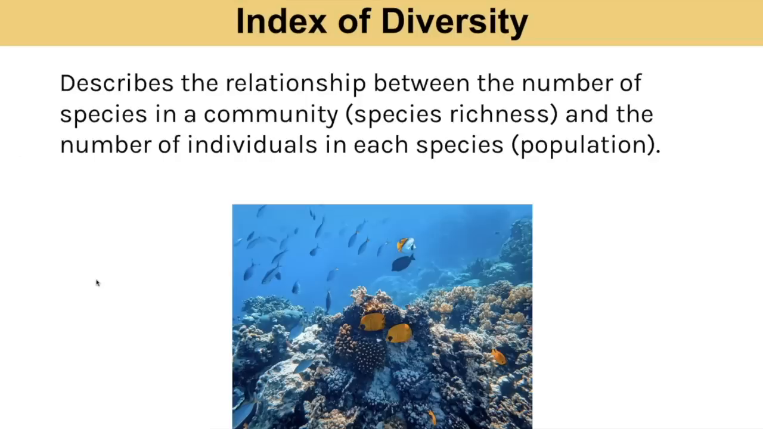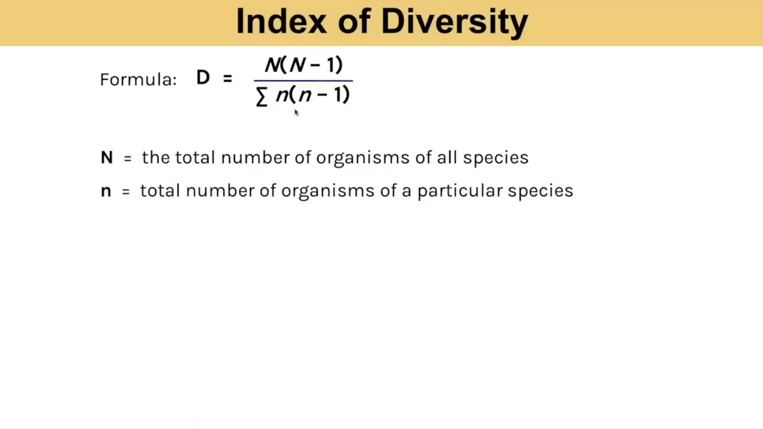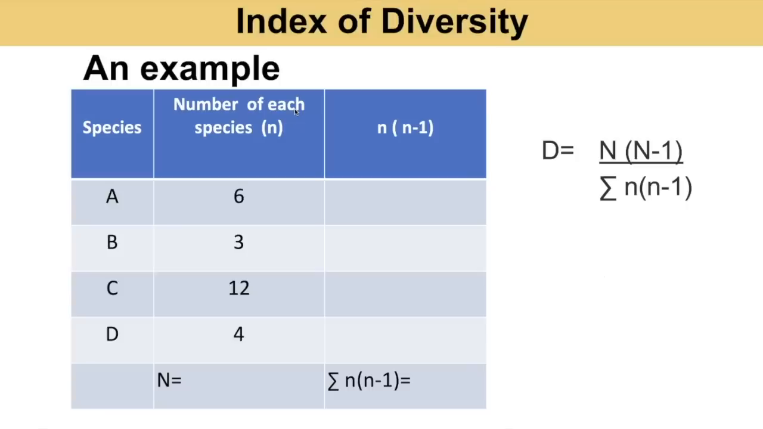The way that we measure biodiversity is using the index of diversity. And that describes the relationship between the number of species in a community, which is the species richness, and the number of individuals within each species. So this is the formula to calculate it, and they would give you that in the exam. But they won't give you this. That capital N is the total number of organisms of all species. Lowercase n is the population size of one species. 1 is the lowest value you can get, and the larger the value, the greater that index of diversity, the greater the biodiversity.